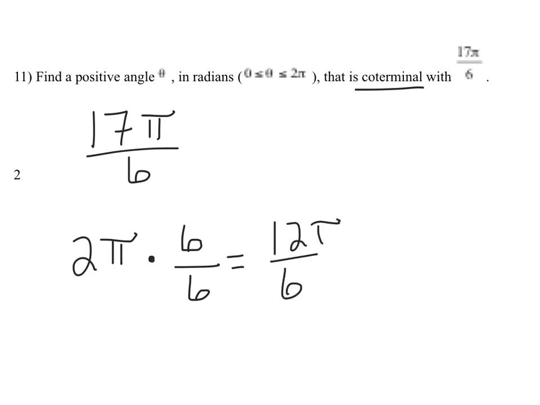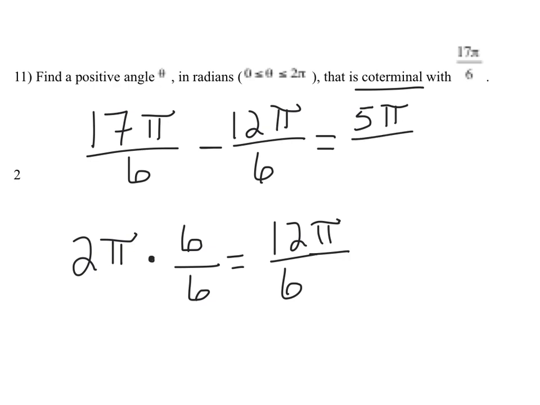And so I'm going to add or subtract 12 pi over 6 from the 17 pi over 6 to get my new angle. So I'm going to go ahead and subtract 12 pi over 6. I get 5 pi over 6. And that is a coterminal angle that goes along with our 17 pi over 6. There's just 1 revolution difference between these two angles.